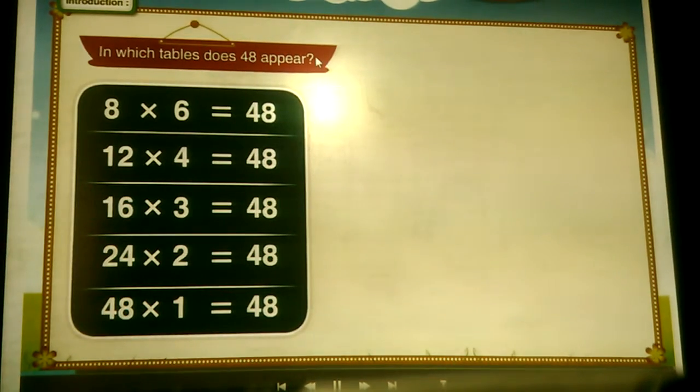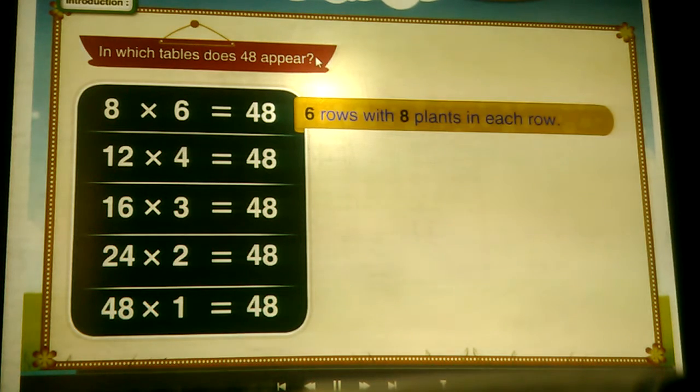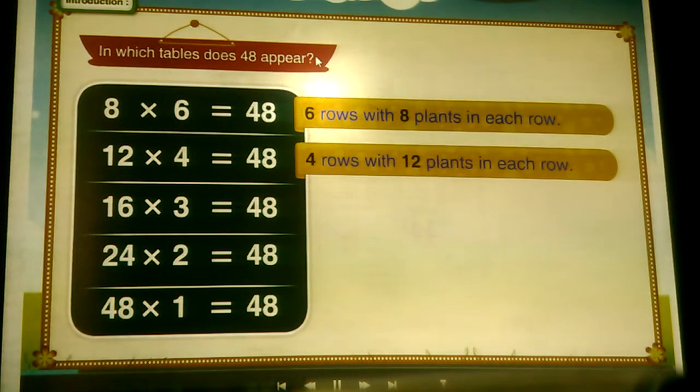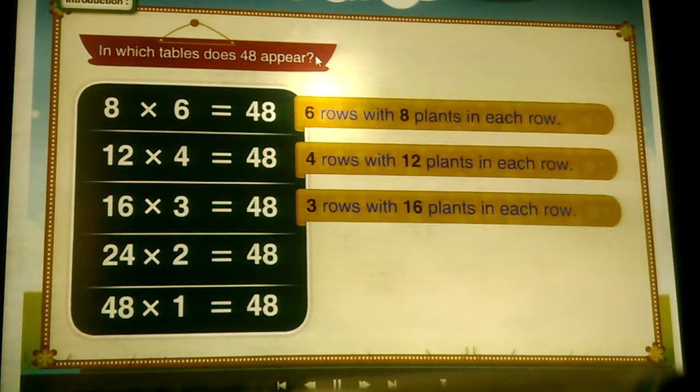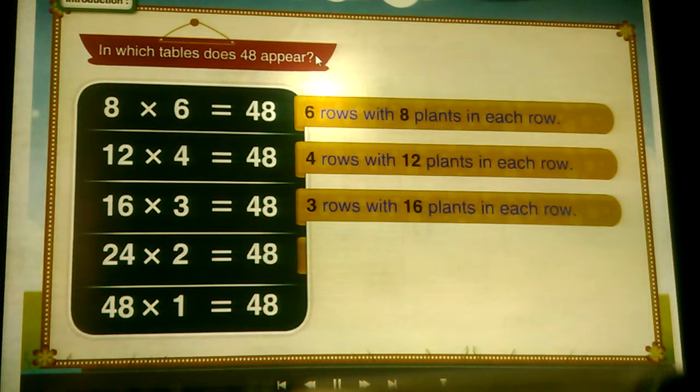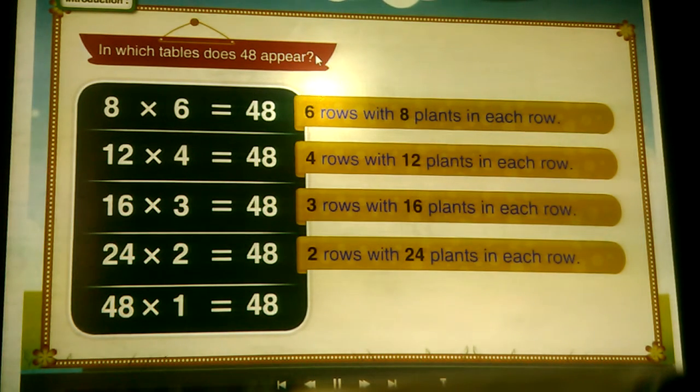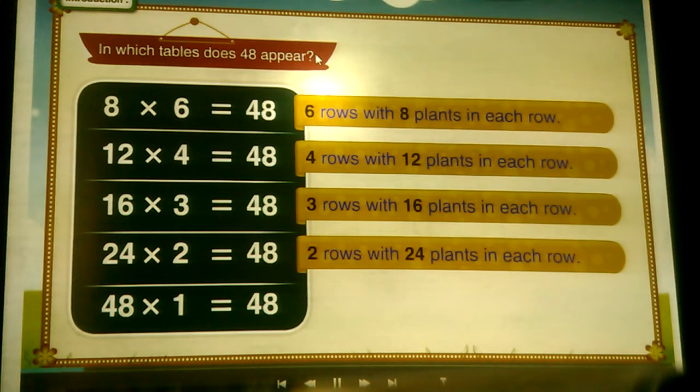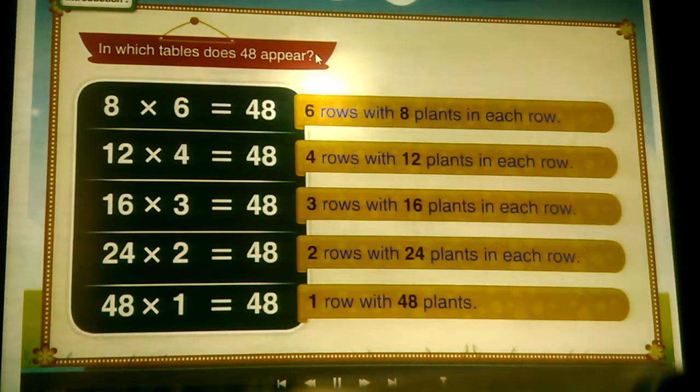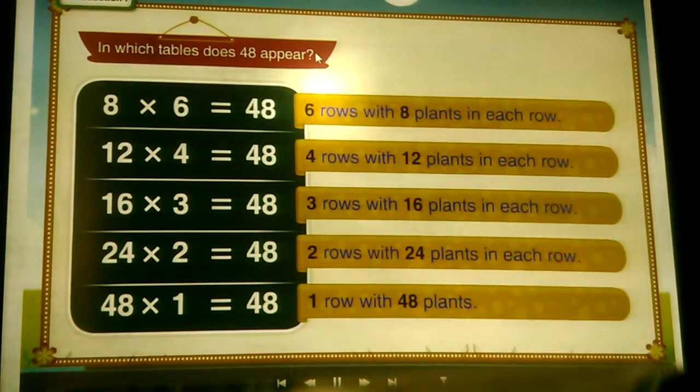48 can be arranged as 6 rows with 8 plants in each row. 48 is equal to 4 rows with 12 plants in each row. 48 can also be arranged as 3 rows with 16 plants in each row. 48 is equal to 2 rows with 24 plants in each row. And 48 plants can be arranged in a single row with 48 plants in it.